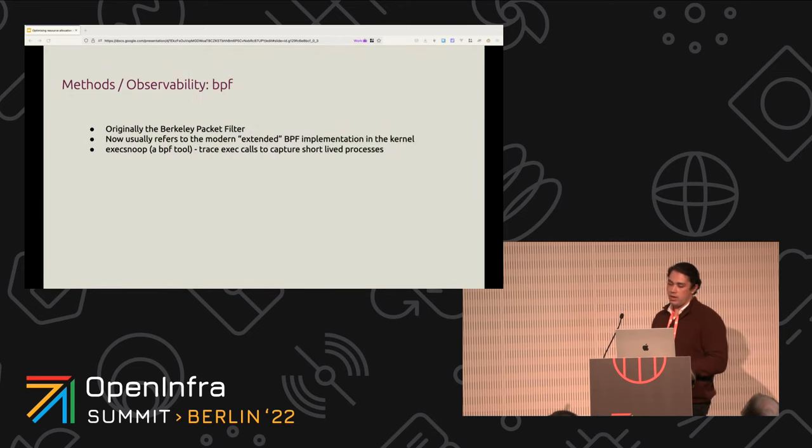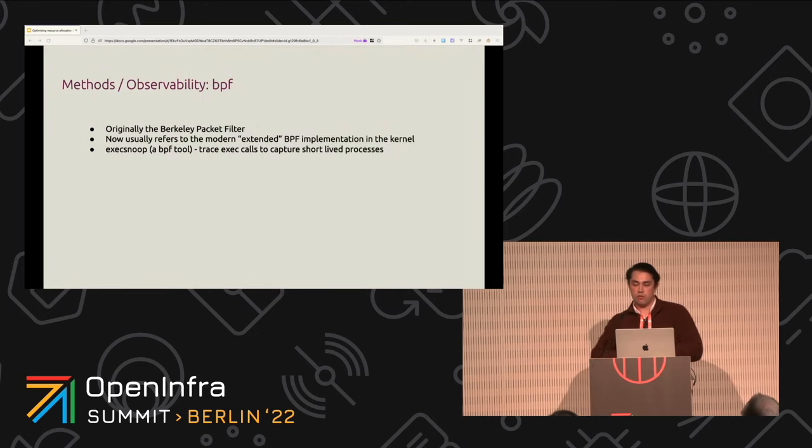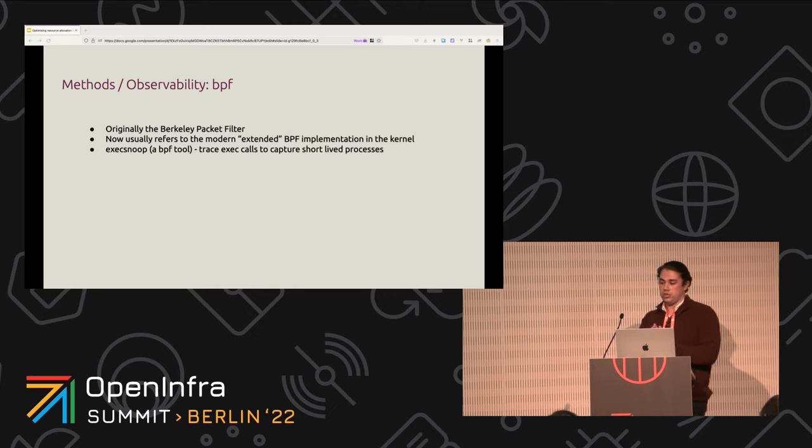And finally, we have BPF, which can refer to a number of things. Originally, it was the Berkeley packet filter implementation. But in modern times, it usually refers to the extended implementation in the Linux kernel. People can sometimes also be referring to the suite of compilers, libraries, and tools that make use of BPF as well. These include the BPF compiler collection and BPF trace.